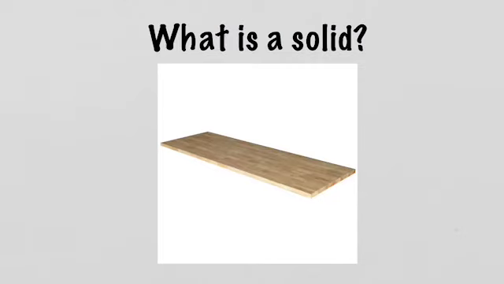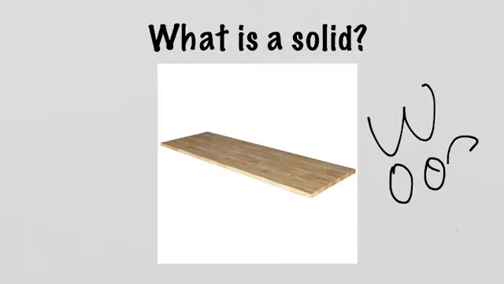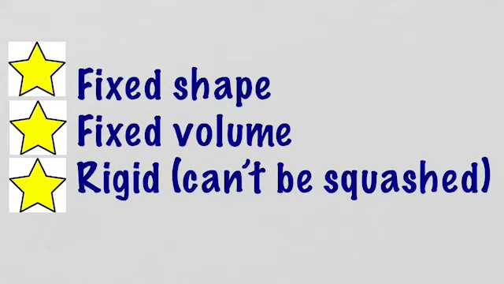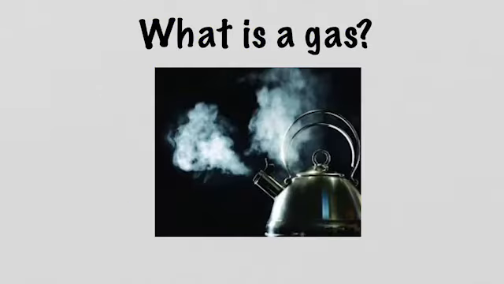What is a solid? Well, we already went over today that wood is a solid. Some of the characteristics of a solid are it has a fixed shape, a fixed volume, and it's rigid, so it can't be squashed. What is a gas?